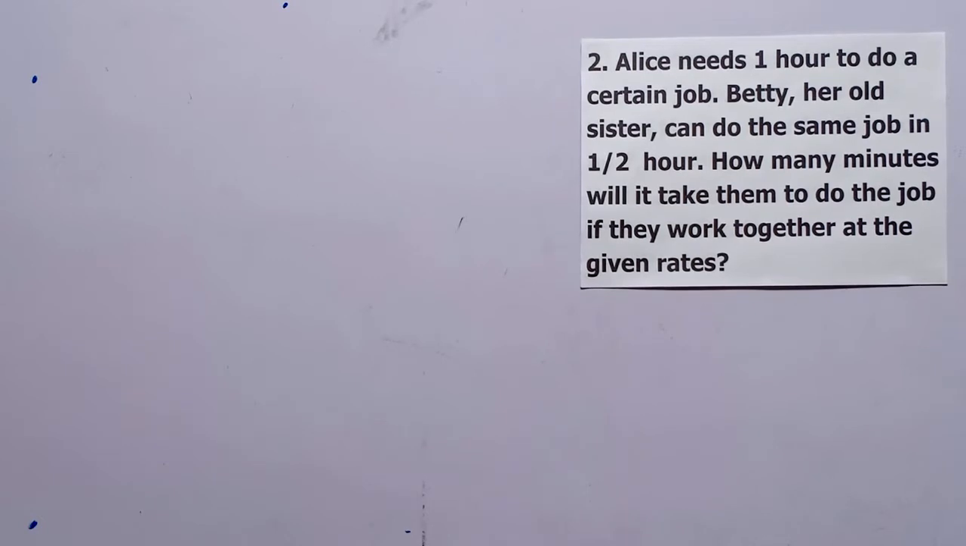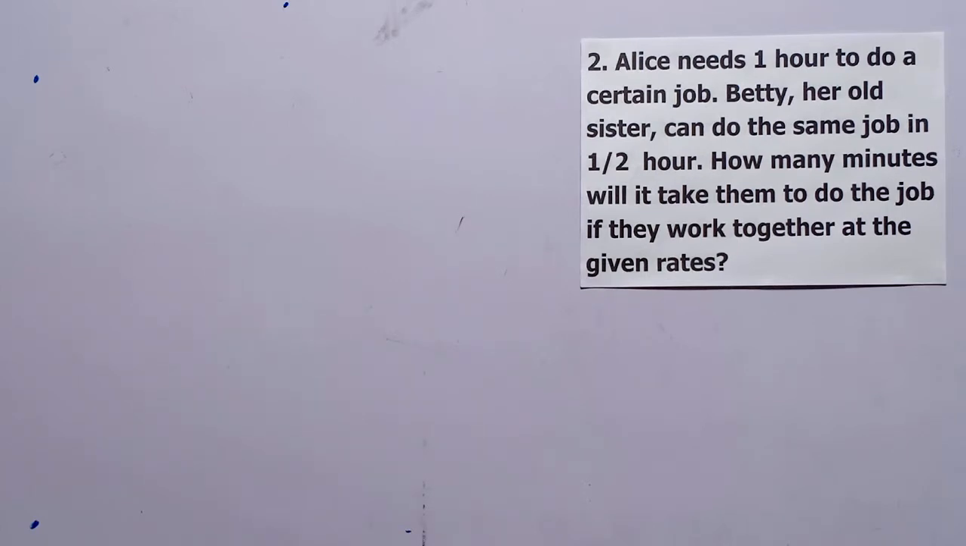Let's go to problem number 2. Alice needs 1 hour to do a certain job. Betty, her older sister, can do the same job in half an hour. How many minutes will it take them to do the job if they work together at the same rates? Again, the question is how many minutes will it take them to do the job if they work together at the given rates?